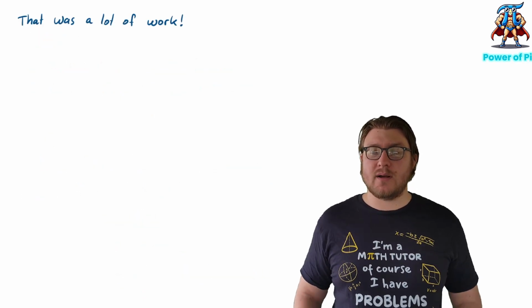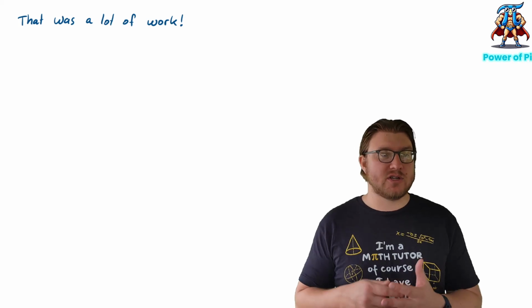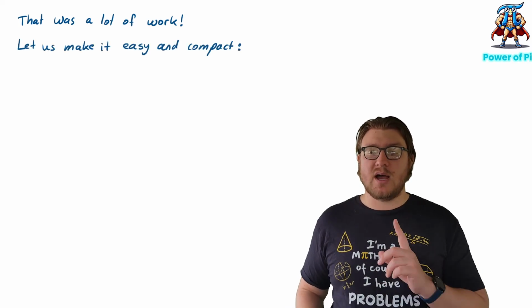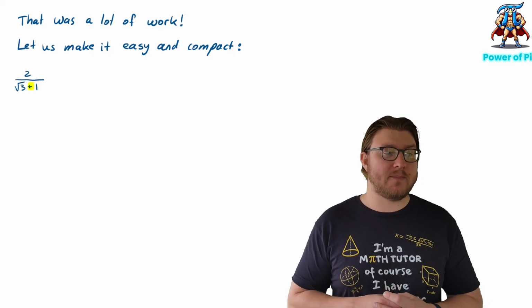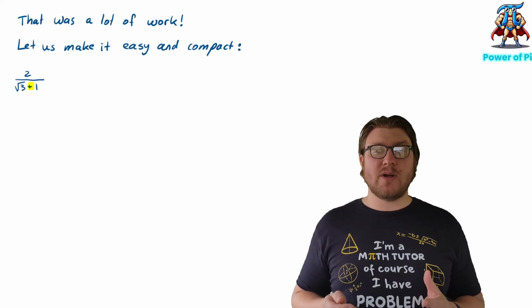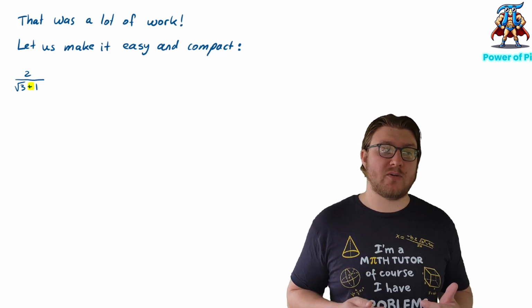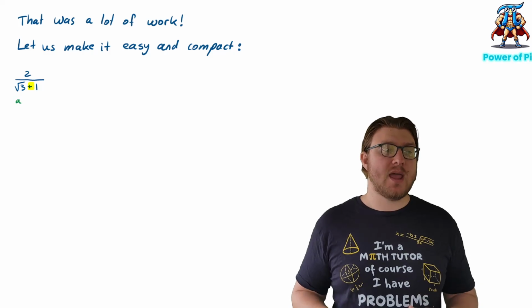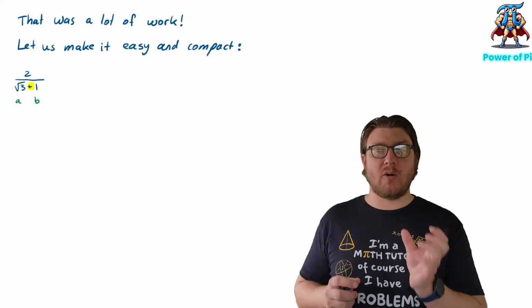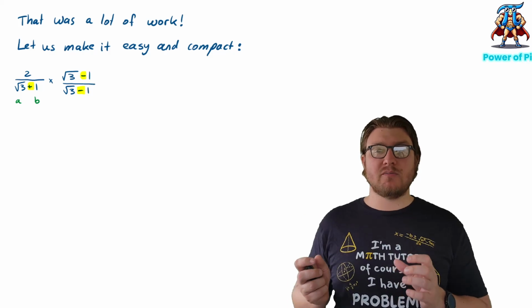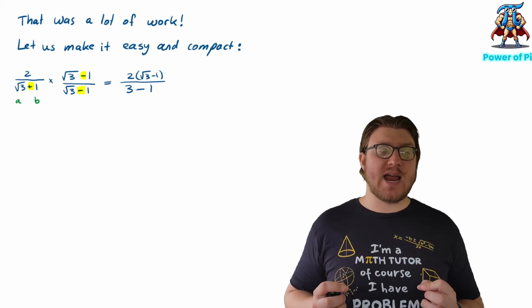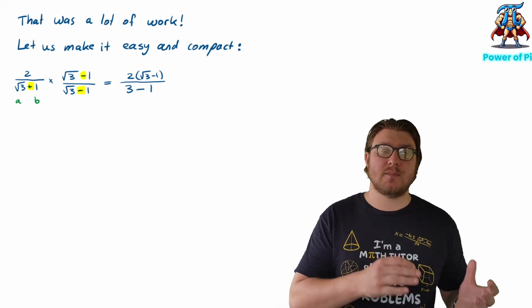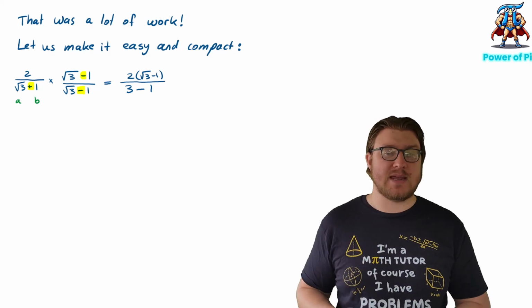Okay, that was a lot of work, right? There was a lot of things that we needed to do. So let's make it a little bit easier and compact using that formula. So here we're going to have 2 divided by the square root of 3 plus 1. Now, we're going to have our a and b values, and we're going to multiply by the same thing, but we're going to switch the sign because we want to do a minus b times a plus b.